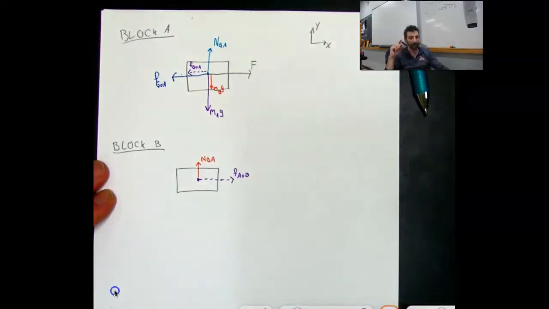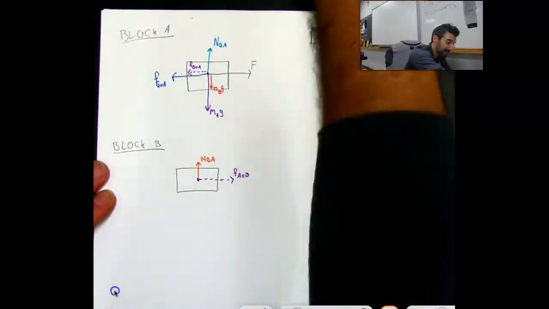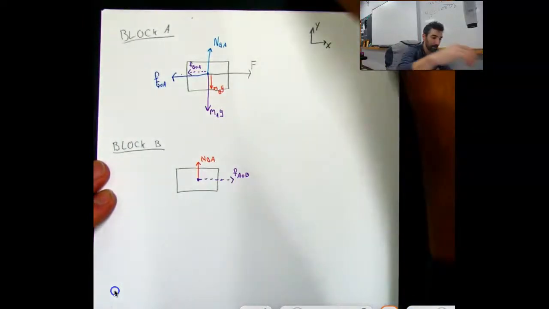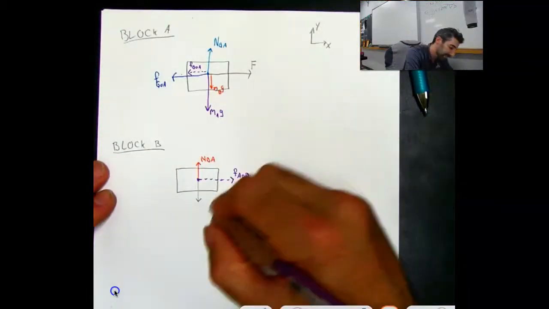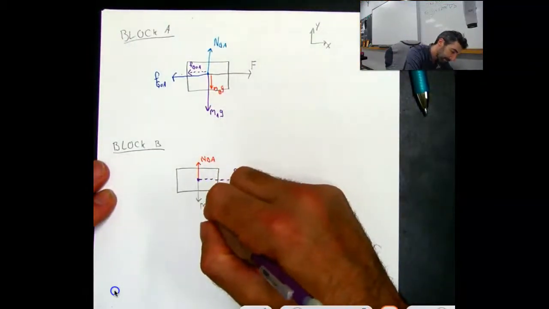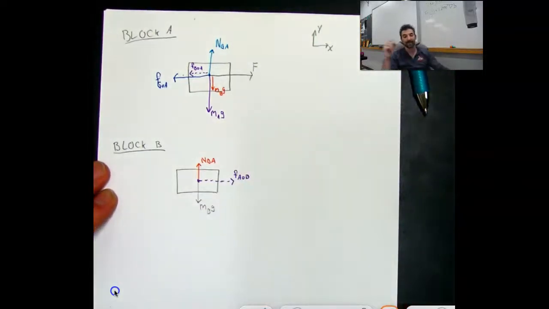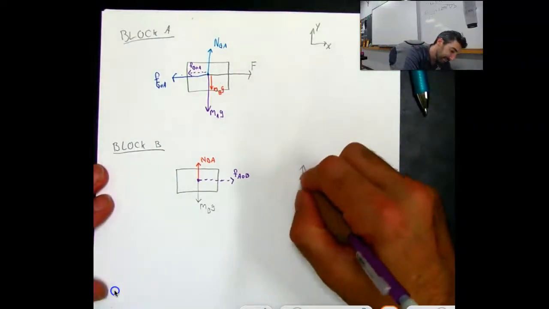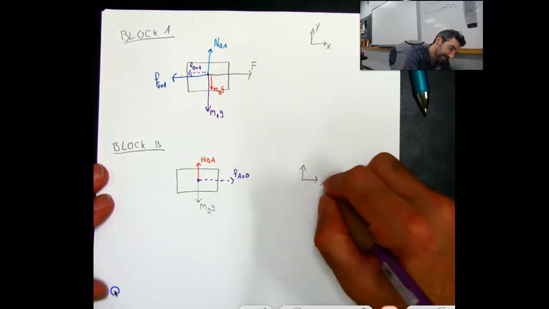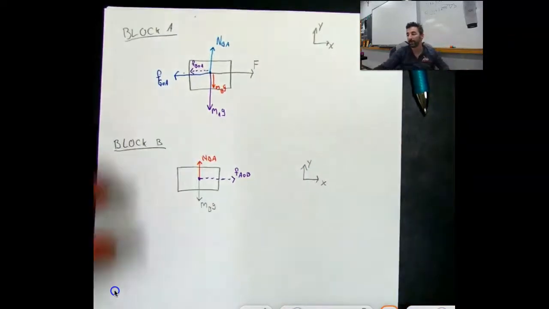Yeah, that is the normal force of block B sitting on block A. And then we have, oh, I totally messed up my color codes. I guess I'm just going to go here. And this is just MBG. That is the weight of block B. Again, since this is a different free body diagram, we technically need a new XY coordinate system.